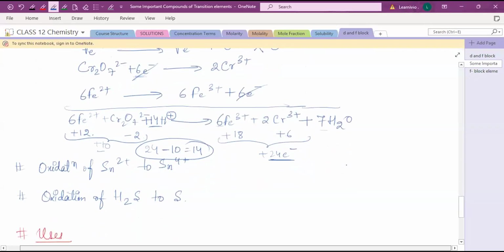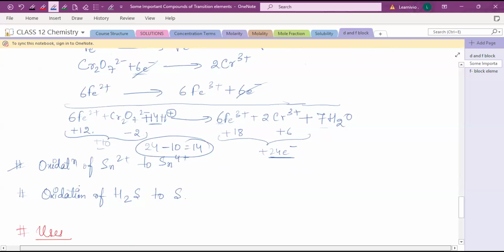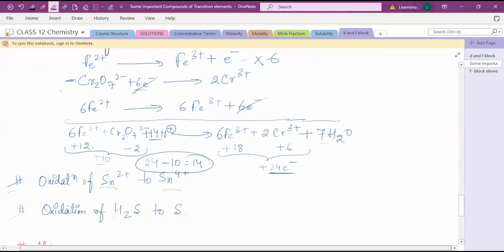Okay, so similarly, that's your homework. You will write down the oxidation of Sn2+ to Sn4+, and similarly the oxidation of H2S to S. These two chemical properties you will write, step by step. First, you will write down the oxidation reaction of Sn2+ to Sn4+. After this, you will write down the reduction. The reduction reaction will be the same.